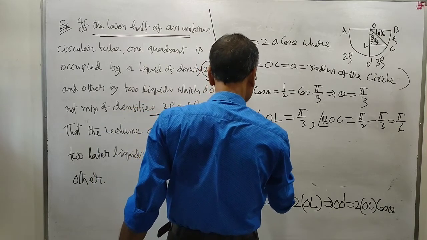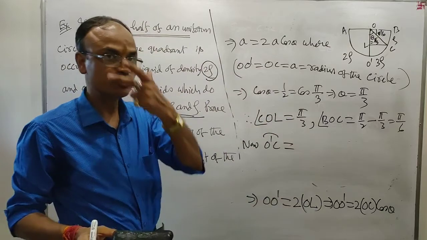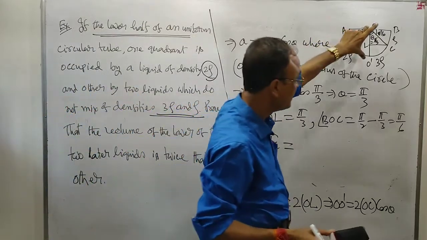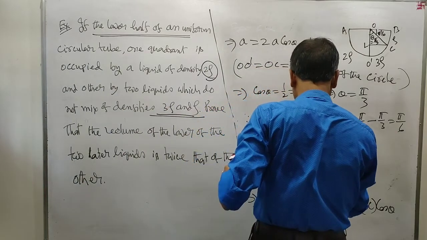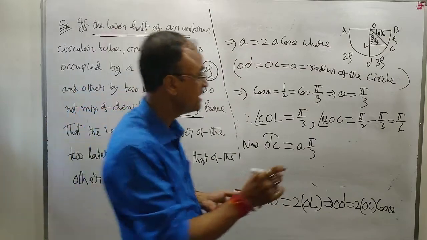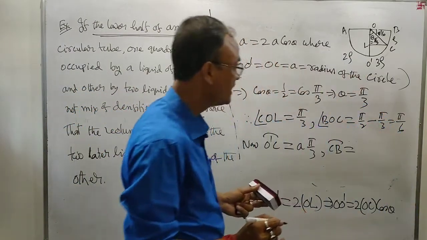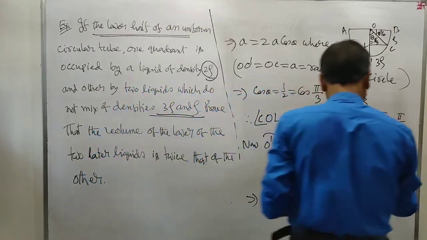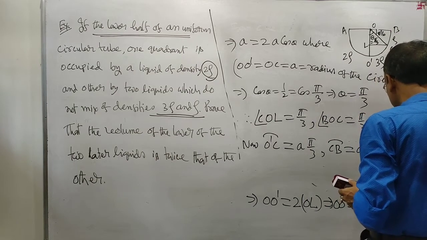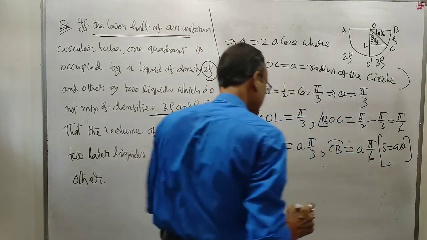Now, arc OC, using S equal to A theta, means the radius into theta: A into pi by 3. And arc CB equals A into pi by 6. The formula S equal to A theta in a circle has been applied.